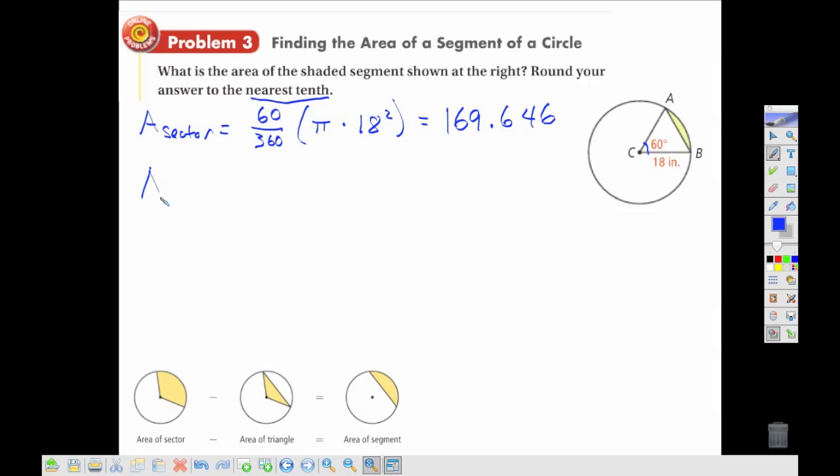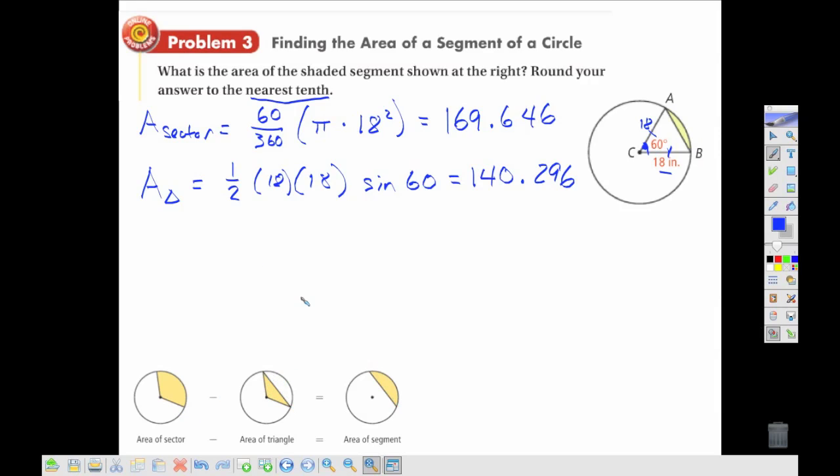Next we're going to look at the area of the triangle. Okay, so this part here, we're subtracting that away. And again, we're using the formula 1/2 a times b. Now since this is 18, that would be my a. My b would also be 18 because it's a radius, so these two are congruent, so also 18. And then times the sine of our angle between those two measurements, which is 60 degrees. And that will come to 140.296.